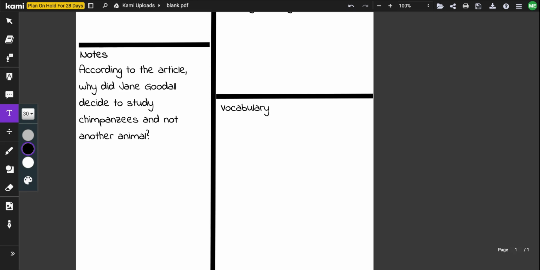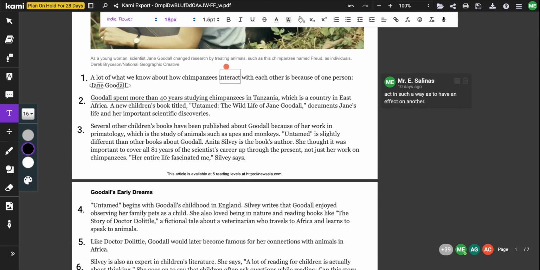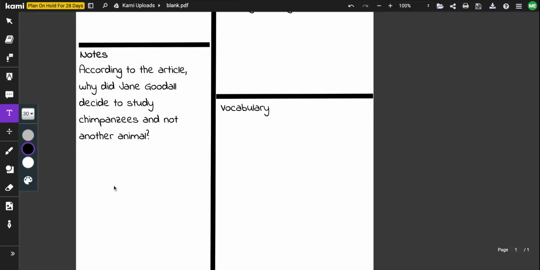So if I look at my article, so I'm going to the paragraph. I would say, hey, well, according to paragraph one, it says, we know about how chimpanzees interact with each other. It is because of one person, Jane Goodall. So that kind of gives me an idea of what she was able to study. Okay, why she wanted to study chimpanzees.